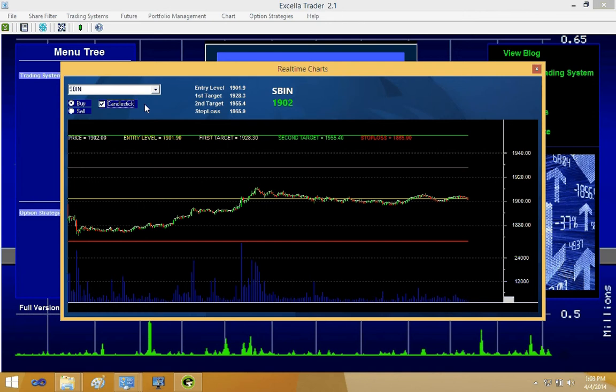There are 3 lines here: yellow, white and green. The yellow line indicates the buying point, the white line the first target, and finally the green line the second target. You can see a red line far below, that will be the stop loss. Closing here.